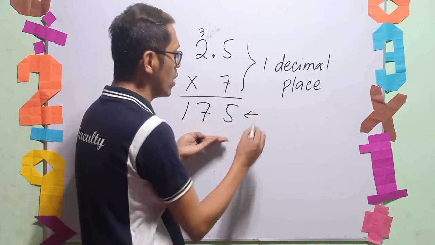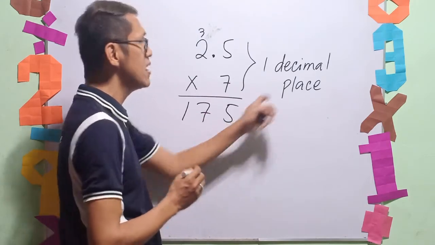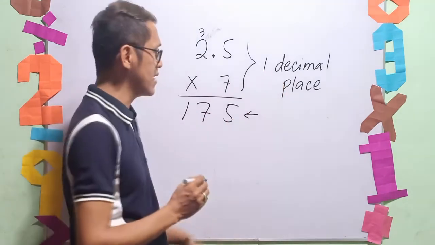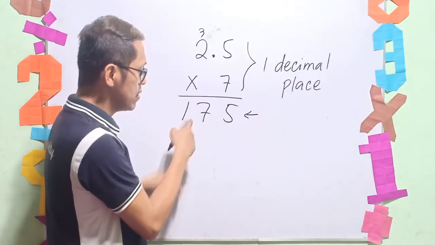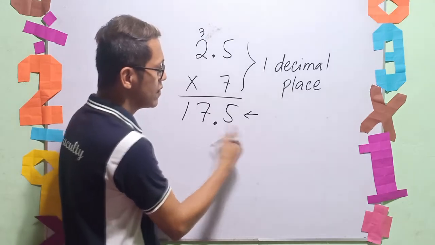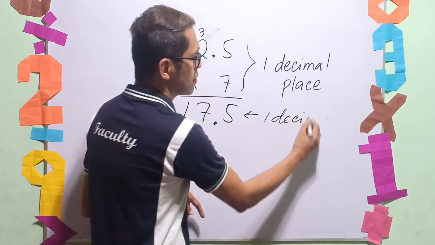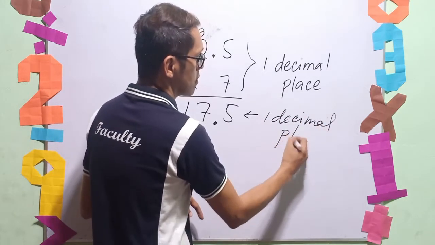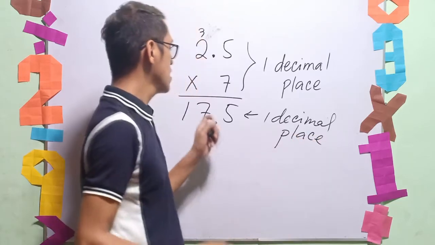So where will you put the decimal point here to have one decimal place? If I put it here, there will be 2. So it must be here. So here I have one decimal place. So our answer is 17.5.